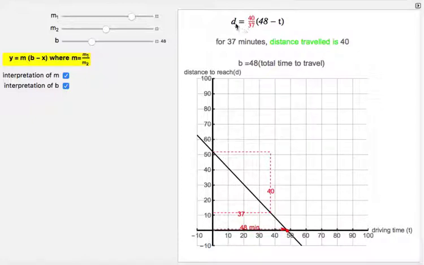So when does y equal 0 here? Well, when t equals 48, this quantity goes to 0, and this function equals 0. So when t is 48, d is 0. So it's going to take you 48 minutes to get to the point where distance equals 0.